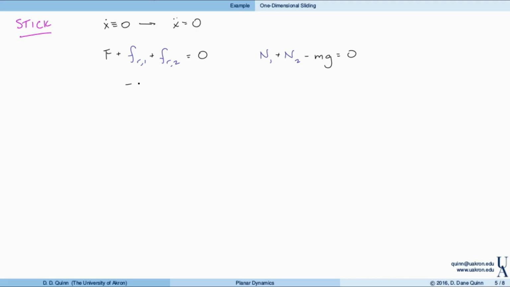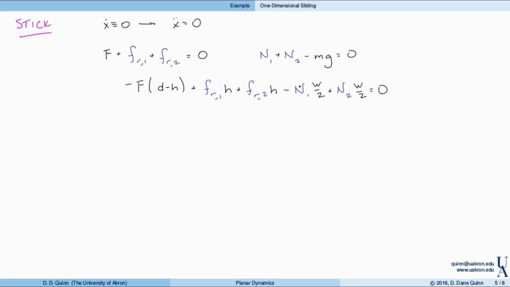Then angular momentum balance is minus F times d minus h plus Fr1 times h plus Fr2 times h minus N1 times w over 2 plus N2 times w over 2 equals 0. So now one of the unknowns, again, was given to us by our kinematic state, namely friction, so x double dot is equal to 0.